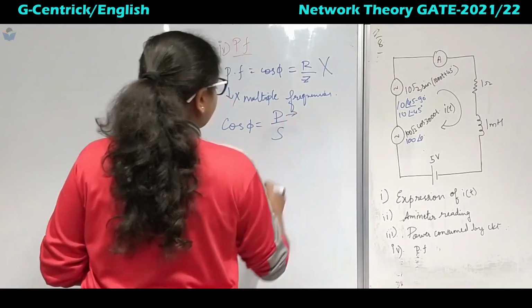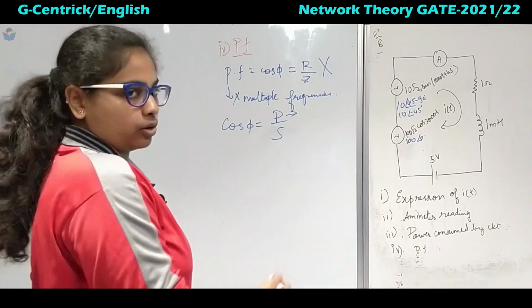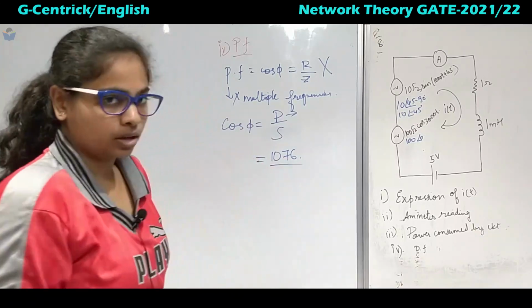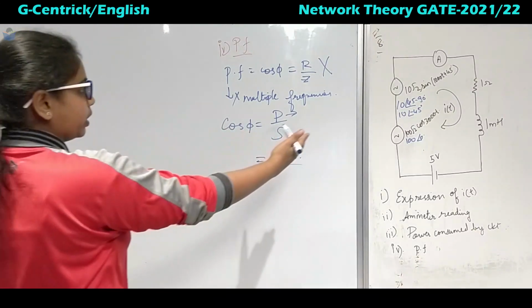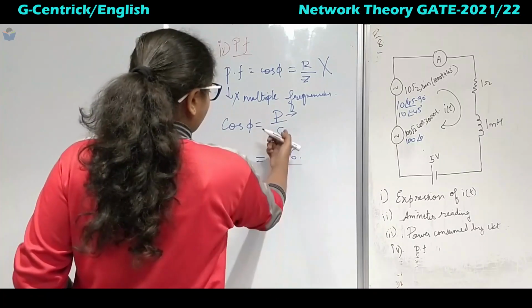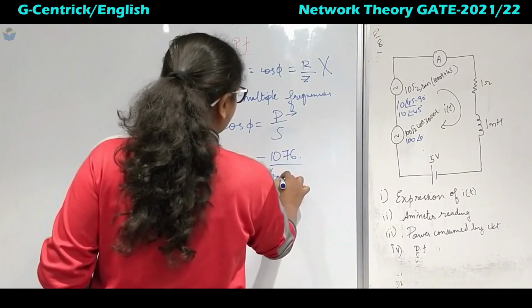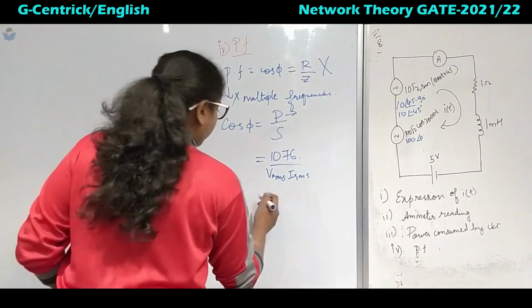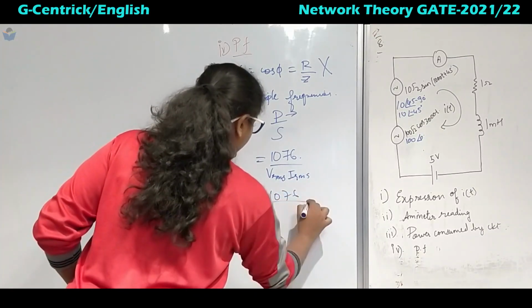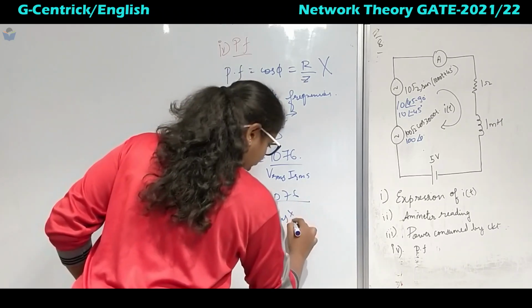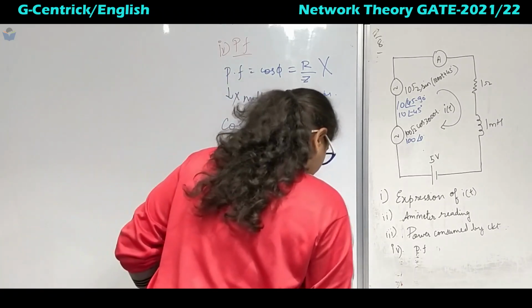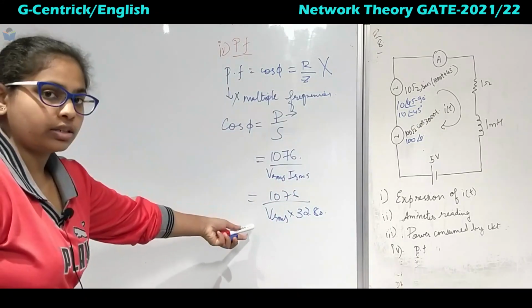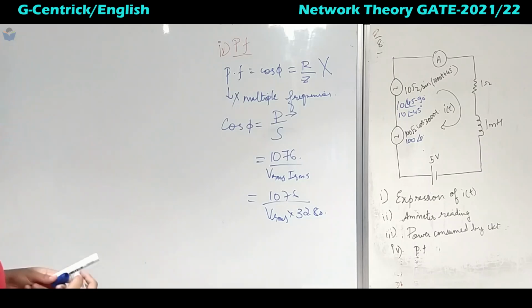We already know the active power that we calculated just now. That was 1076 watts, calculated from I square RMS into R. Now S is nothing but apparent power. This can be written as VRMS into IRMS. We know the value of IRMS, which is 32.80. But we do not know VRMS. We can calculate VRMS easily.